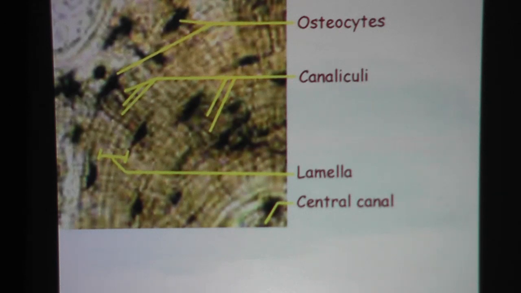Now, here in the lamella, you see the lacuna, where we're going to find the osteocytes. In this case, they just go ahead and name it osteocytes because really you can't tell where the lacuna ends and the osteocyte begins. So it would be correct to call it either osteocytes or lacuna. And of course, the little fine lines radiating outward from the central canal towards these osteocytes or lacuna would be canaliculi.